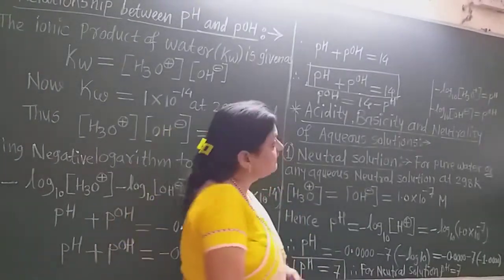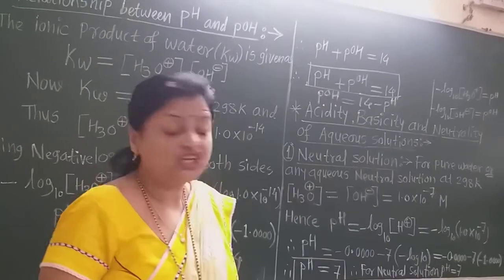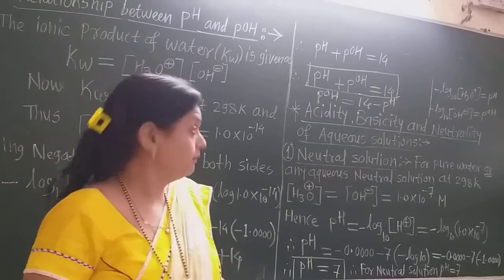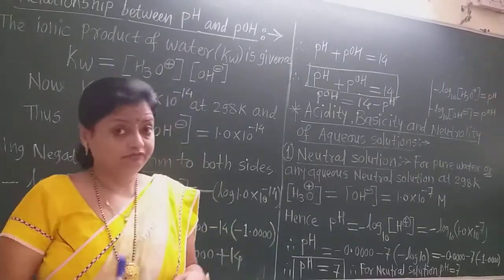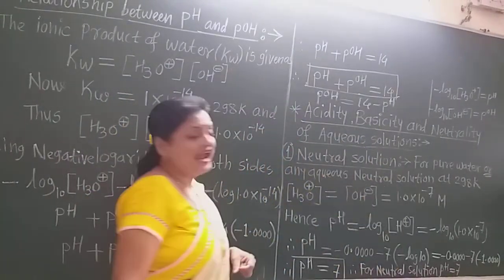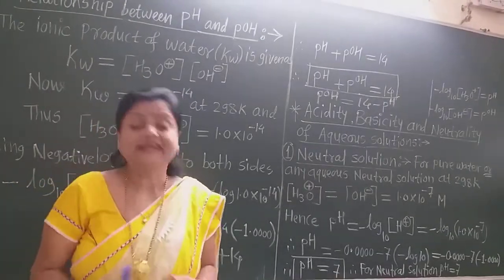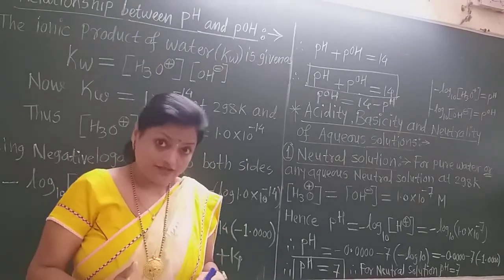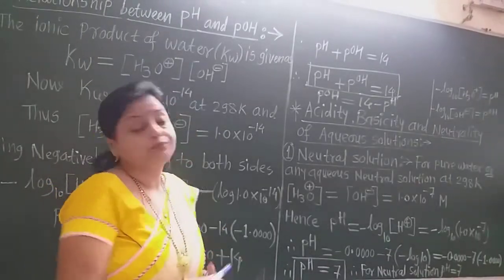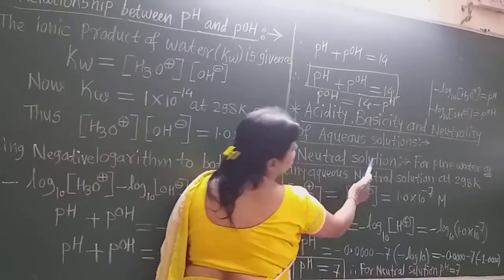And here I have given again minus log to the base 10 of H3O plus, that is the H plus ion concentration, is equal to pH, and minus log to the base 10 of OH minus ion concentration is equal to pOH. Now let us learn a very important topic again: acidity, basicity and neutrality of aqueous solutions. How we can predict whether the solution is acidic, basic or neutral, we have to study by using these pH and pOH values.